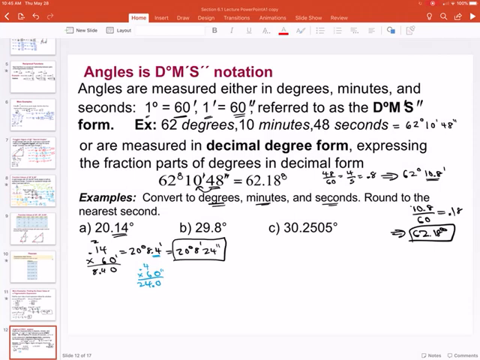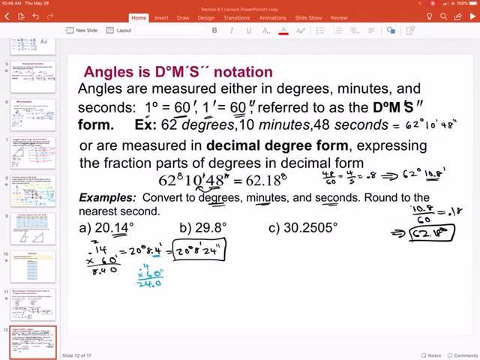I want to continue on with our DMS notation where we left off in the last video, and I was getting ready to show you the calculator. We converted 20.14 degrees over to DMS notation. With 20.14 degrees, we want to get rid of the decimal, so we want to break it down into minutes and seconds if needed. And if we need to round to the nearest second, we will.